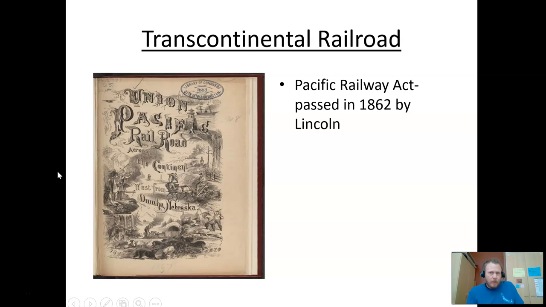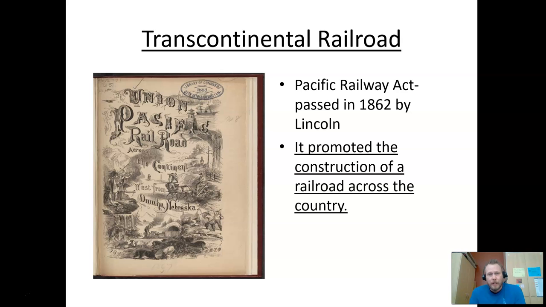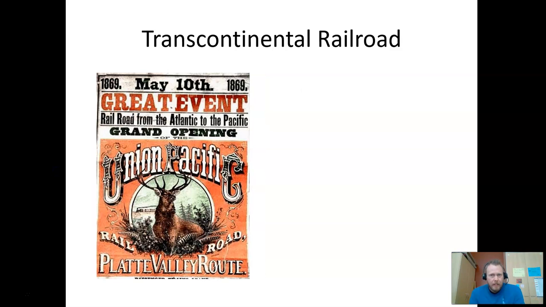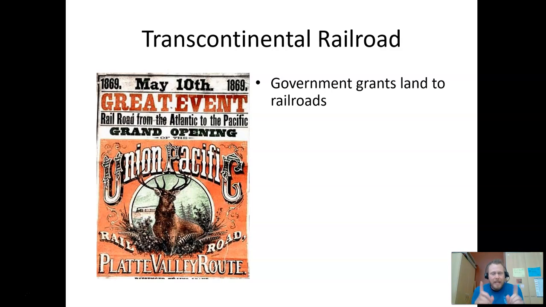The Pacific Railway Act is passed in 1862 by Lincoln, shifting some funds to the railroads, which is also going to significantly shift some economic power to the railroads as well. It promoted the construction of a railroad across the country. You had two major railroad companies that were working on the Transcontinental Railroad. One started in the west, and one started in the not so far west, not quite the east, but about midway of the country, a little bit further west than that.